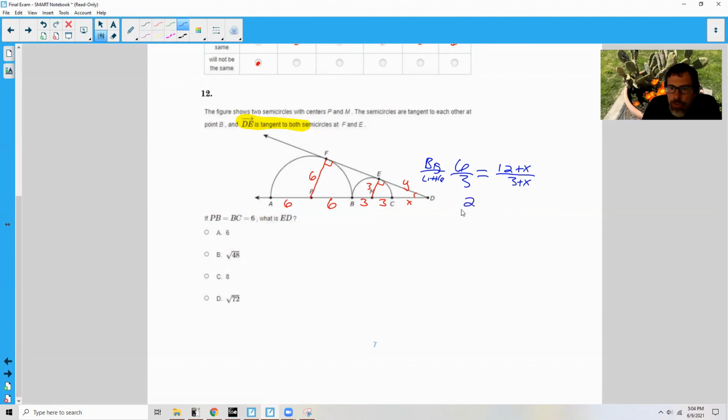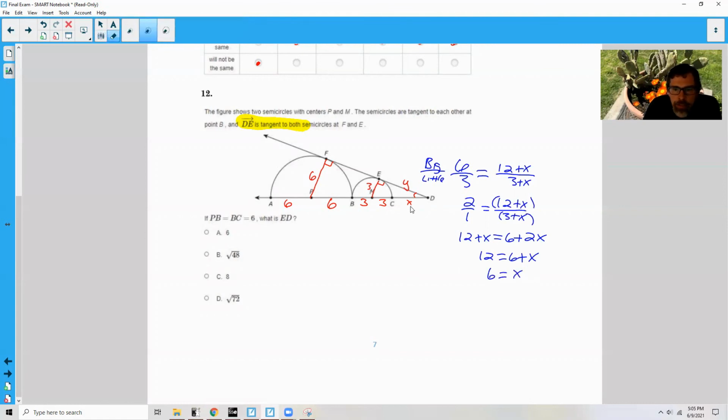We can reduce this to make it easier. 6 over 3 is 2 over 1. And that still equals 12 plus x over 3 plus x. Cross multiply. 1 times 12 plus x is 12 plus x. 2 times 3 plus x is 6 plus 2x. Subtract this x over the other side. I'm going to get 12 equals 6 plus x. Subtract 6 over here. I get x equals 6.